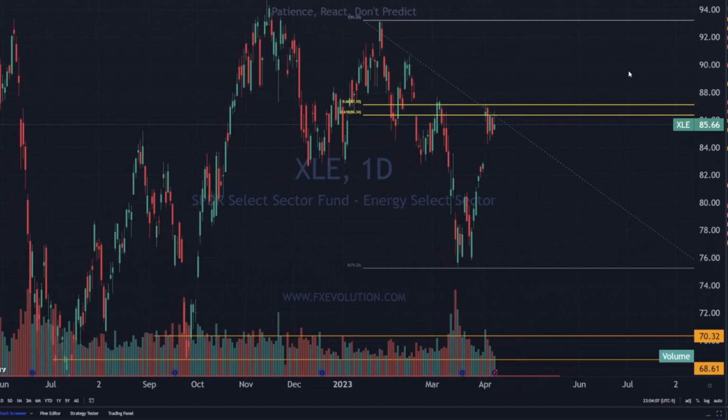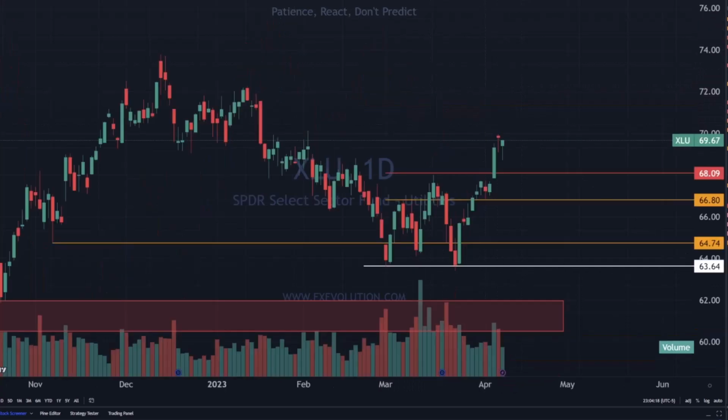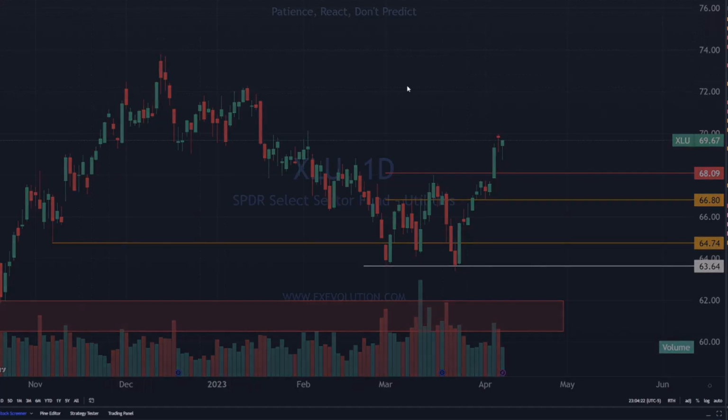Let's move over to energy. We know that energy is at resistance, so that's pretty critical. Basically, it's at that 61.8 turn. Again, waiting for the inflation numbers. What about utilities? It's been pretty nice. Utilities has had a great run on it recently.